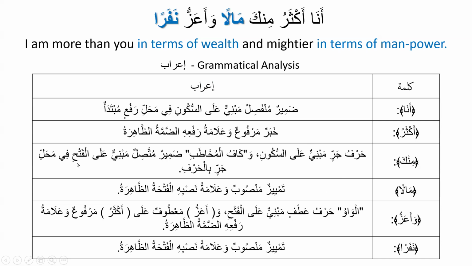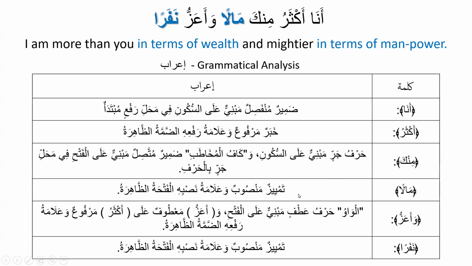So here, mabni al fath fi mahalli jar, and it's bihar fi jar. We need to write the reason why it's jar. So the reason is this harf of jar, min. Then malan is our tamyiz here. How to write the i'rab?